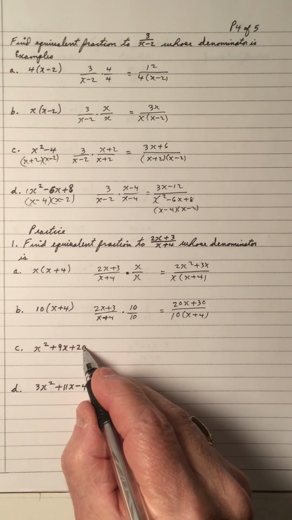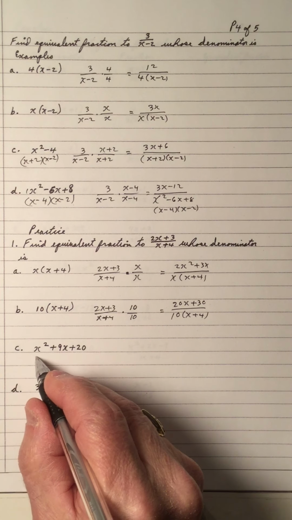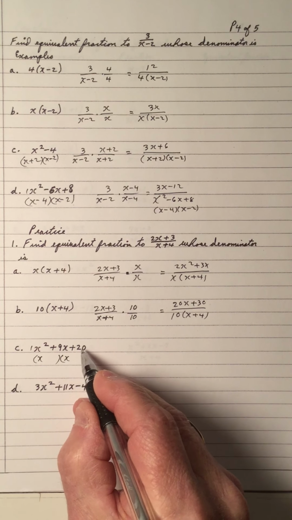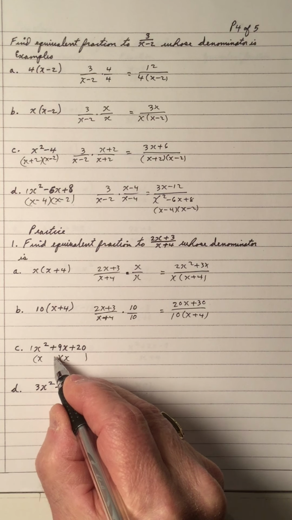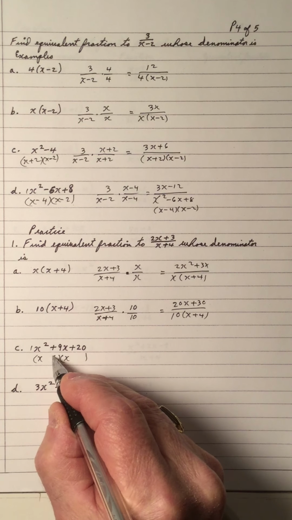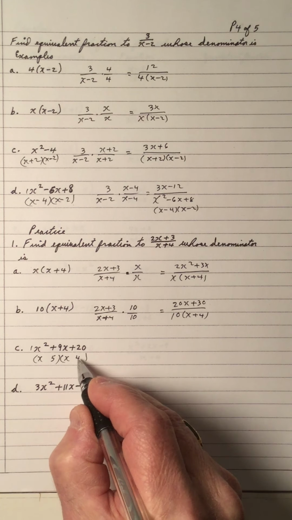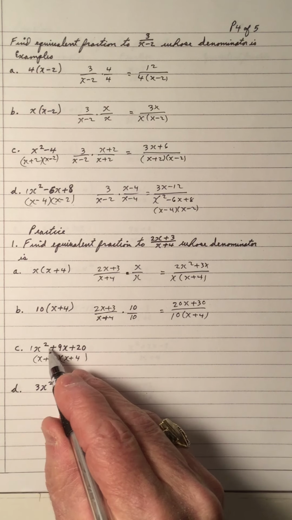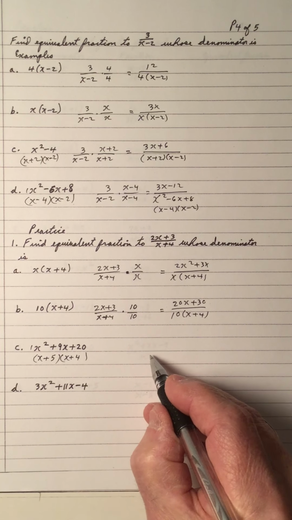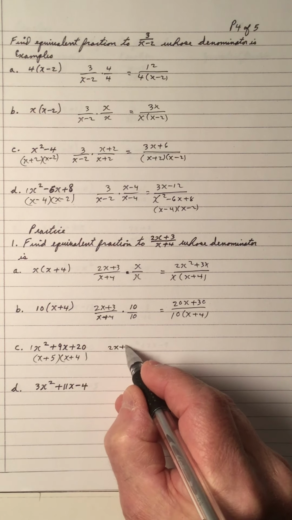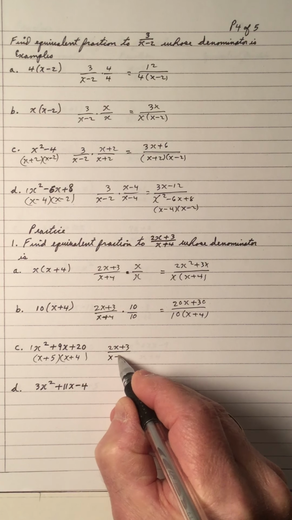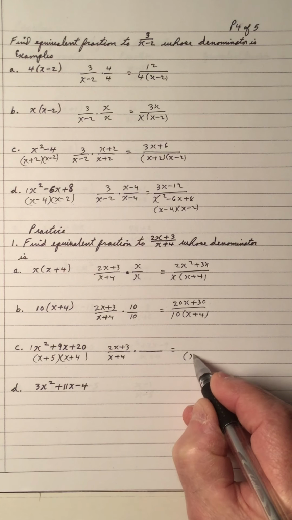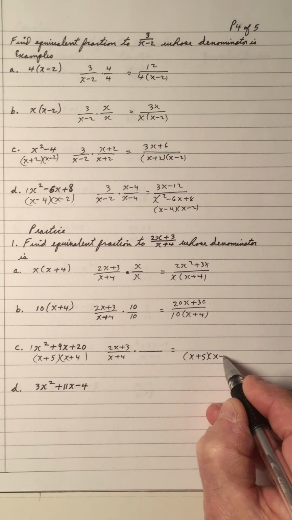And I want the denominator to be this, but I should factor this. I got a 1 coefficient, so this is x and x. What's the factors of 20 to give me 9? 5 and 4. 5 times 4 is 20, and I need a plus 5 and a plus 4. Product is positive, so I have two pluses. That means 2x plus 3 all over x plus 4. What am I going to multiply it by to give me x plus 5, x plus 4?